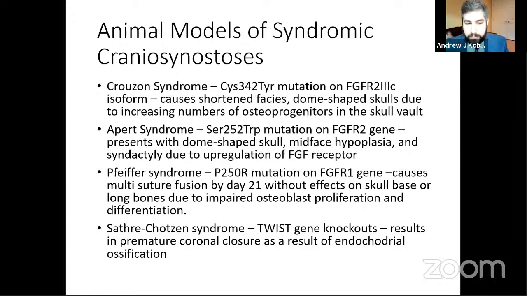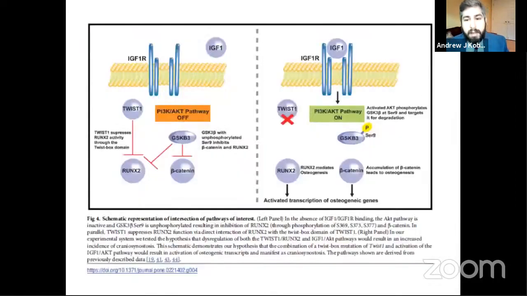proliferation and differentiation. Saethre-Chotzen, which I'll have a little bit more detail on in the coming two slides, is this TWIST gene knockout, and it really results in premature, specifically coronal, closure as a result of endochondral ossification. And as we start to unlock a lot of these mutations, we understand why these abnormalities are occurring, and it provides us with a medium and a target through which we can intervene.